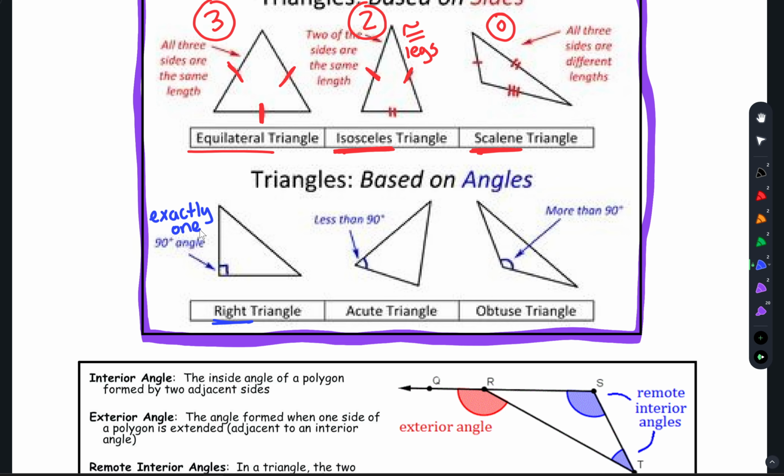Next is an acute triangle. An acute triangle is when we have all angles less than 90 degrees. And then lastly is an obtuse triangle. It means we have at least one angle more than 90 degrees. We actually can't have more than one. Let's just say 1.